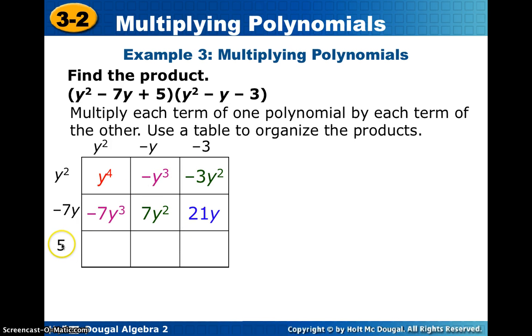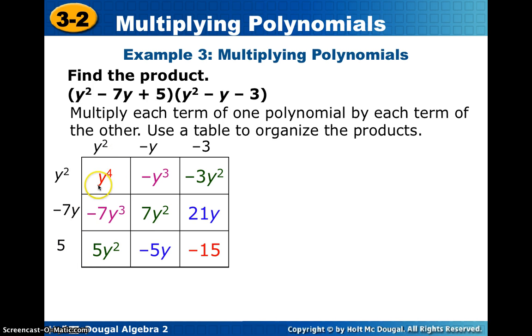And now I'm down to the 5. 5 times y squared is 5y squared. 5 times negative y is negative 5y. And 5 times negative 3 is negative 15. Okay, so now I can combine like terms by adding on the diagonals of my box.